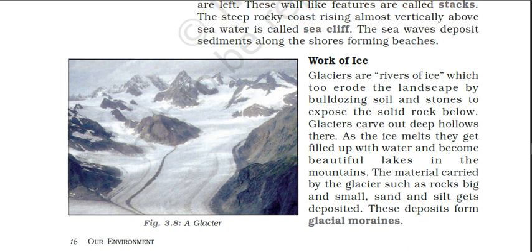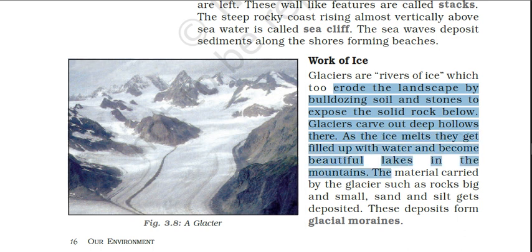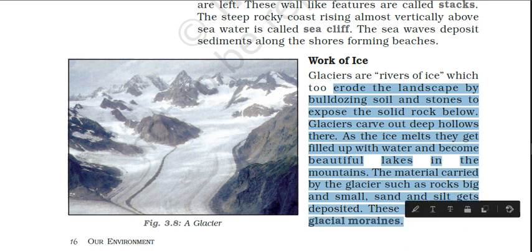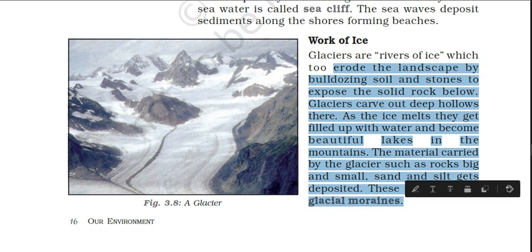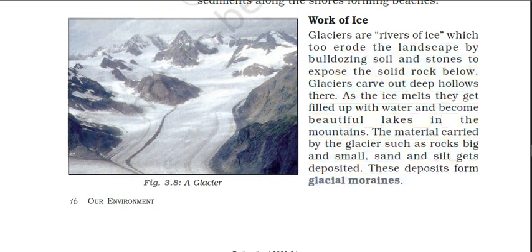Work of ice. Glaciers are rivers of ice, which too erode the landscape by bulldozing soil and stones to expose the solid rock below. Glaciers carve out deep hollows. As the ice melts, they get filled up with water and become beautiful lakes in the mountains. The material carried by the glacier, such as rocks, big and small, sand and silt, gets deposited. These deposits form glacial moraines.